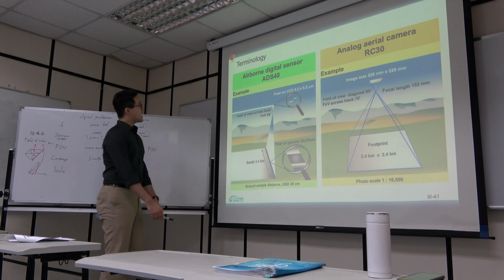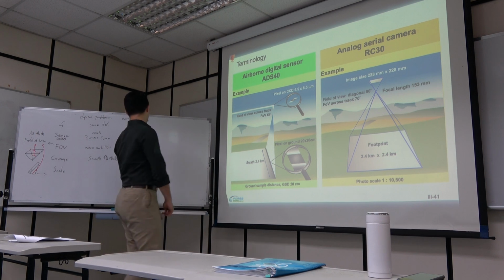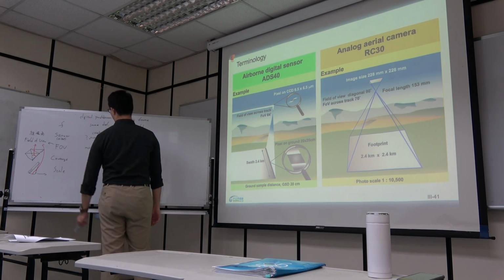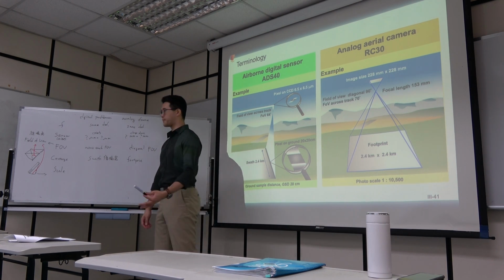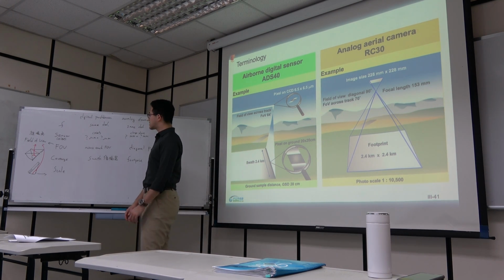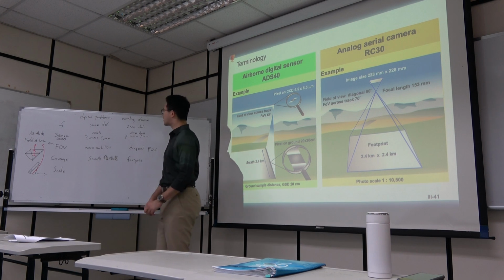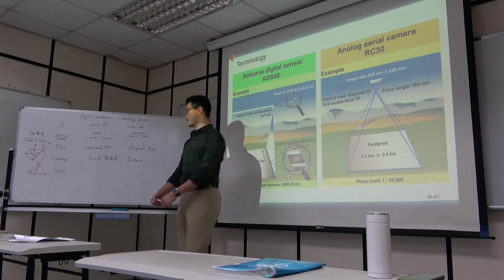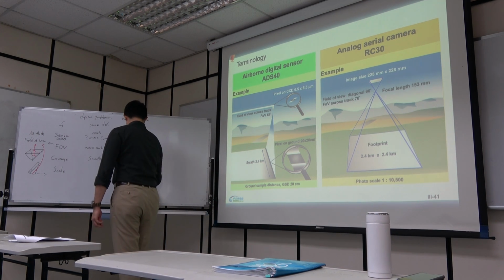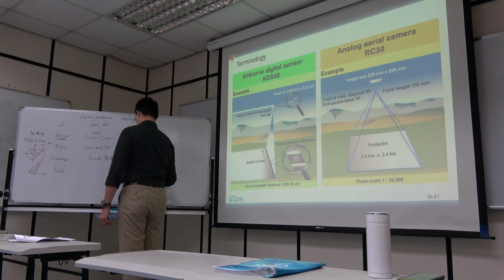Okay. And then the next thing is about the scale, or you can say the spatial resolution that we talked about yesterday. In terms of the scale, for the analog age, usually we will call it scale, photo scale. If you are looking for the Chinese term.